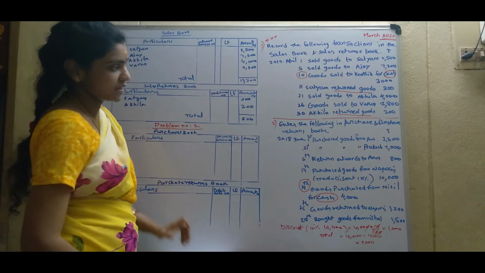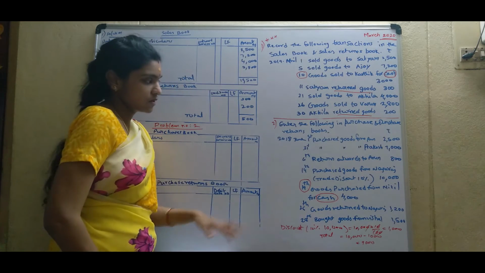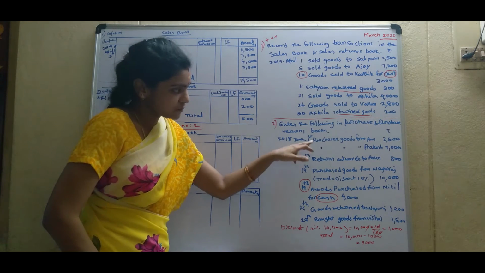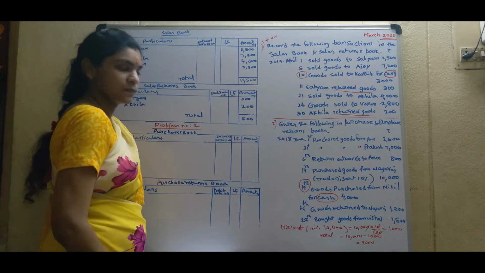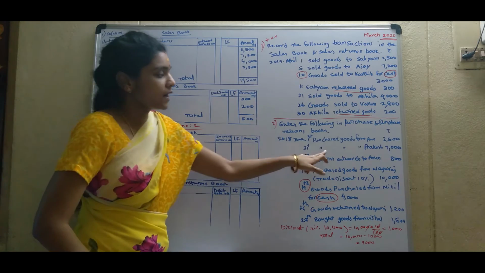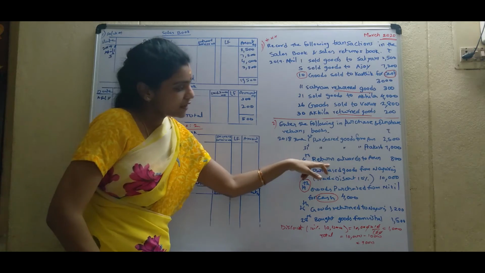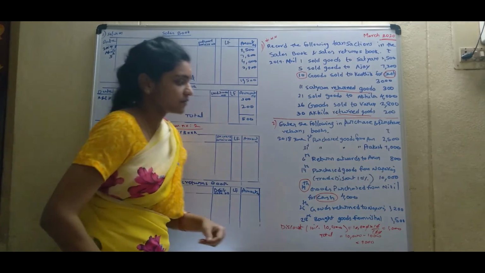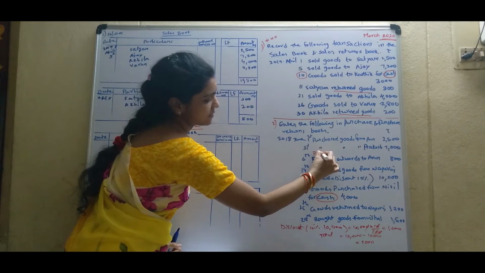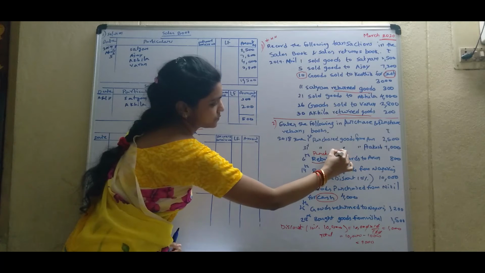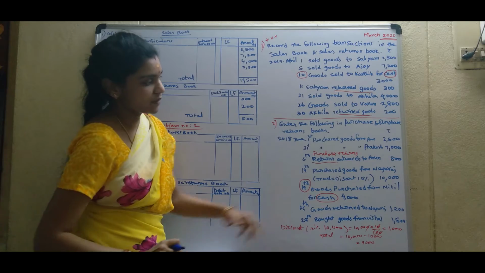Coming to the next one, next problem. Enter the following in purchase and purchase returns book. 2018 June 1st. Purchase goods from Arun. This comes in which book? Purchases book. And purchase goods from Prakash. This also purchases book. Return outwards to Arun. It means purchase returns. It comes under purchase returns book.